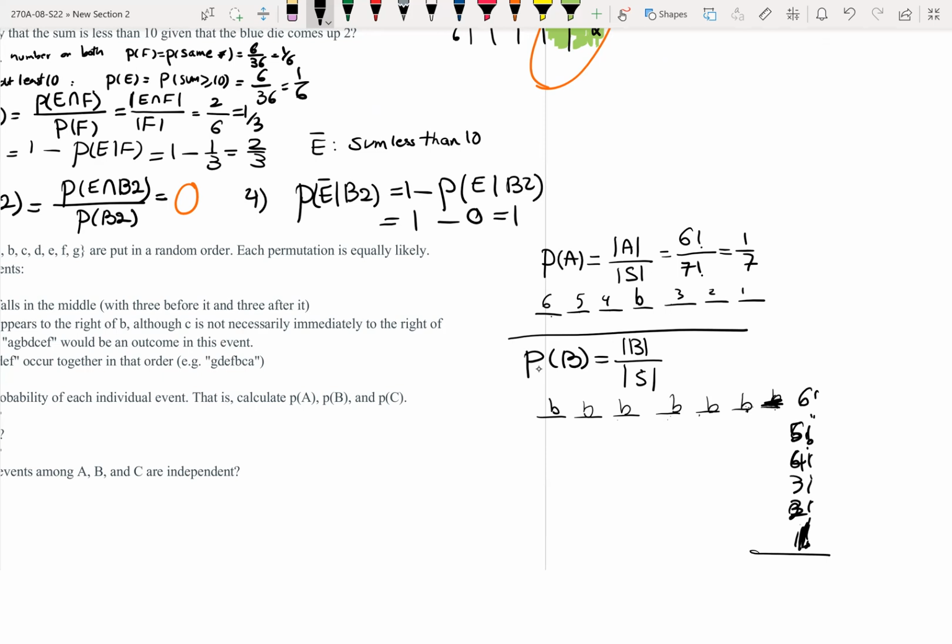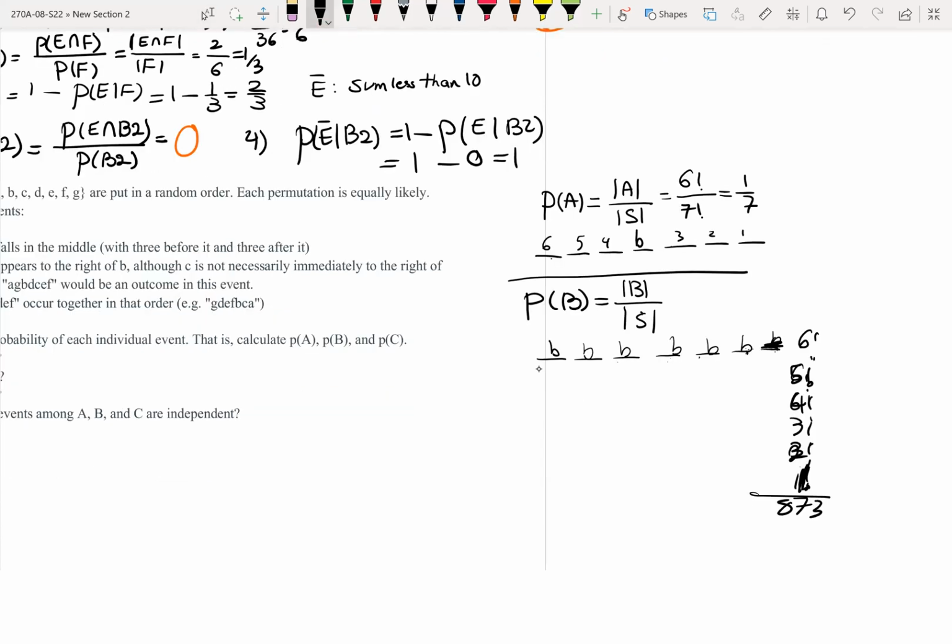It's 873. You wrote all of them? 5 factorial, 3 factorial, 2 factorial, and then plus 1. So it's 873. And then what is 7 factorial divided by half? What is 7 factorial divided by 2? Oh, that's interesting. You know why?